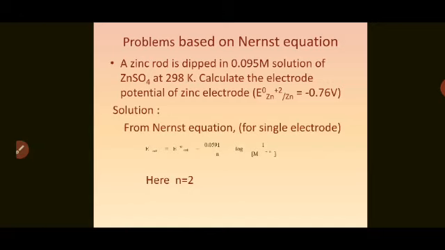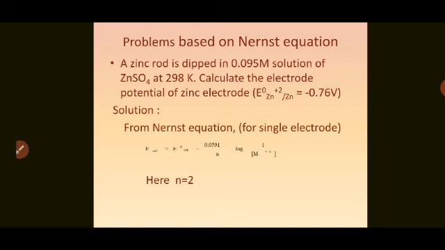As all of you know, we have completed the Nernst equation in the last class. So today we are going to see the problems based on Nernst equation. In the last class, we have seen how the Nernst equation can be written for a single electrode, that is half cell, as well as for the complete cell, which includes both the cells at a time. For example, we have seen the Nernst equation for Daniell cell also. So today we are going to see the problems based on Nernst equation.